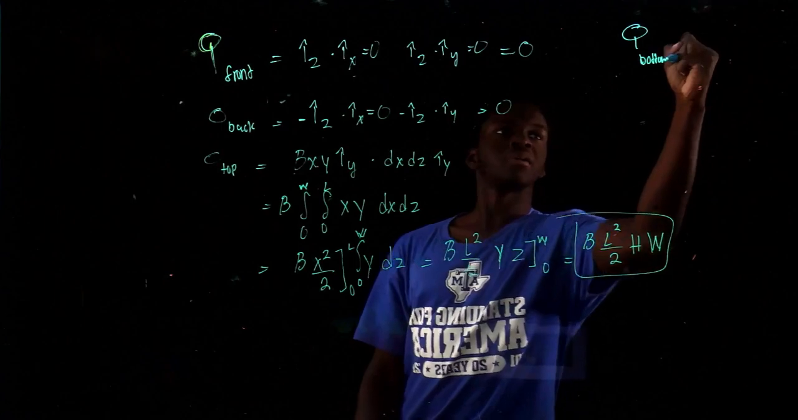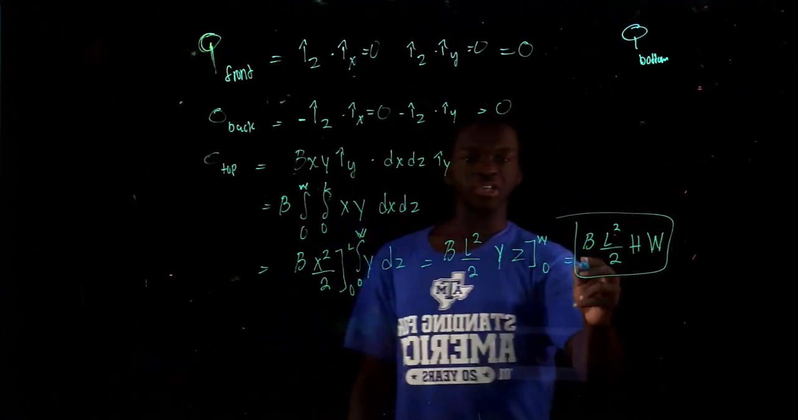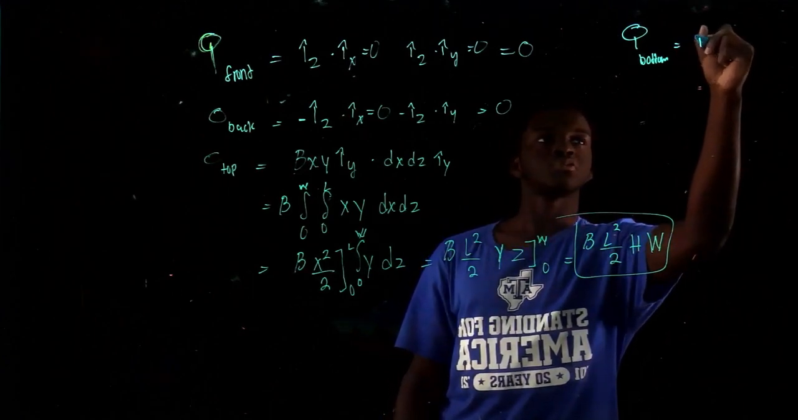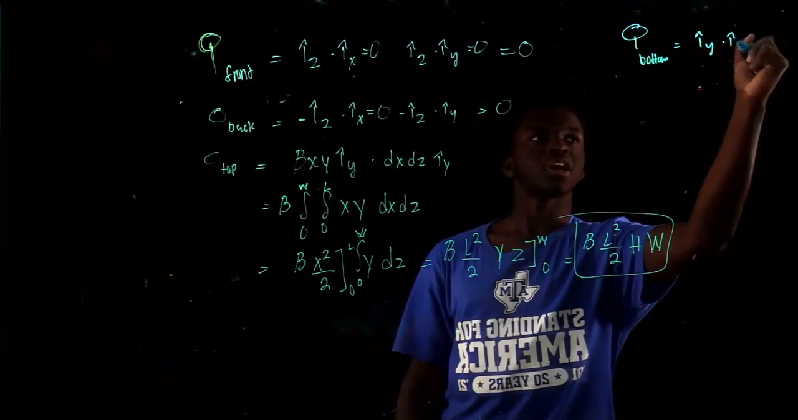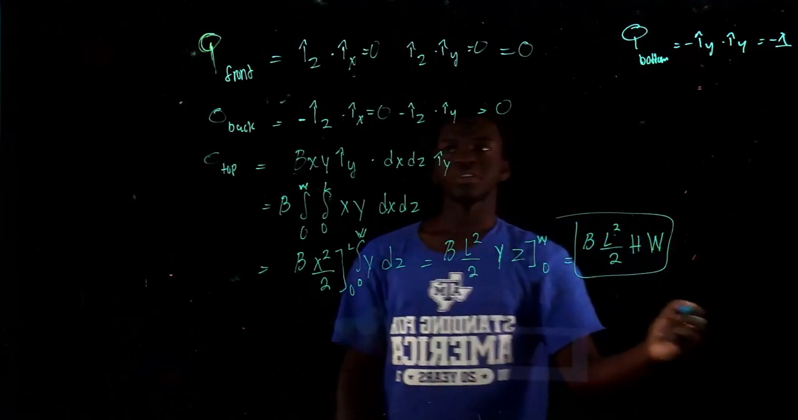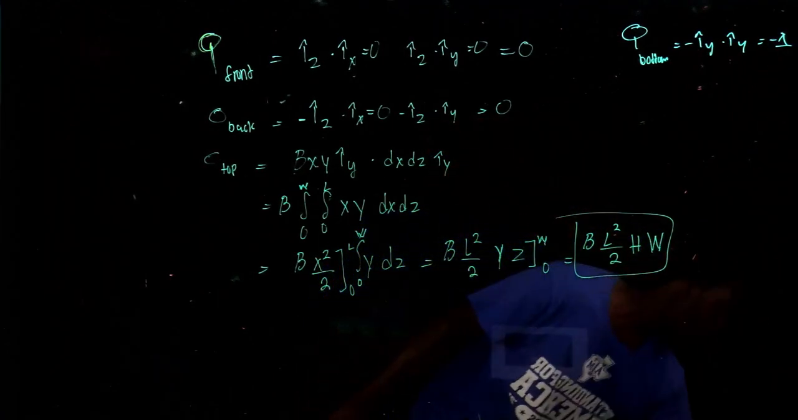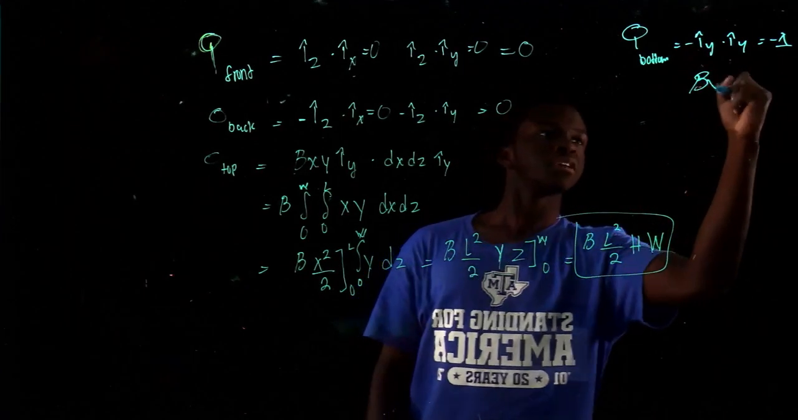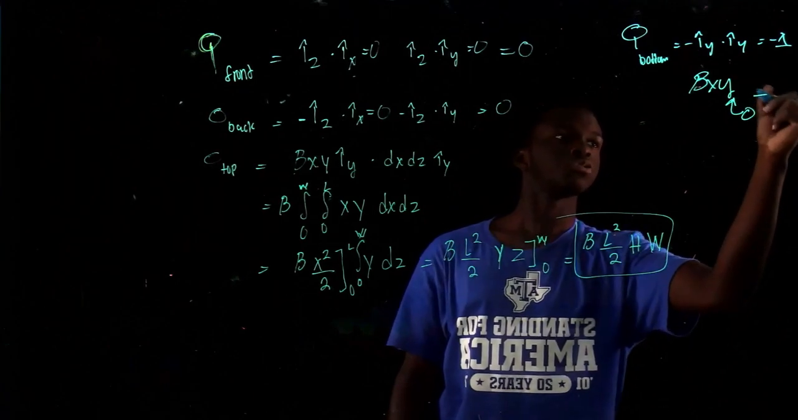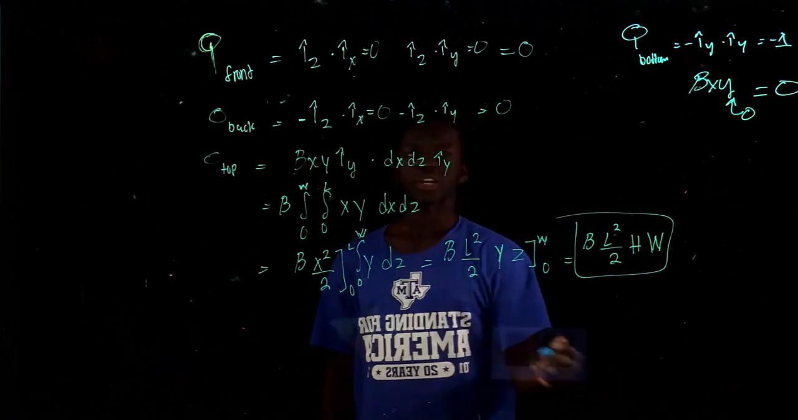Now we're going to do the bottom. We know it's at y equals 0. And we know negative IY dotted with IY is supposed to be negative one. But when you put in the formula beta XY and plug in zero here, the whole thing is going to be zero. So we know that's zero.